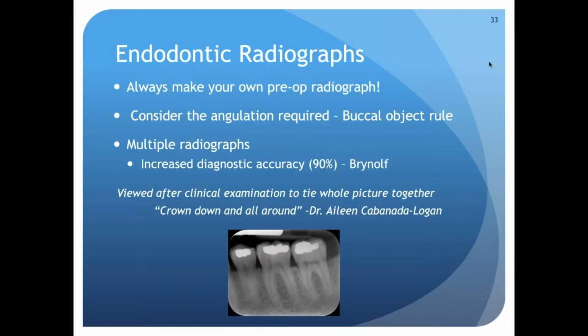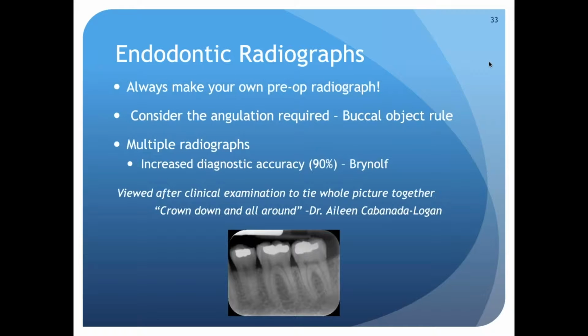So let's talk about radiographs, first of all. You always want to make your own pre-op radiograph, both for medical legal reasons and just so you know what's going on. Also consider your angulation when you're taking them. Sometimes you might have an assistant who takes a really steep PA and it can elongate the roots and things like that. So just be aware of all that.